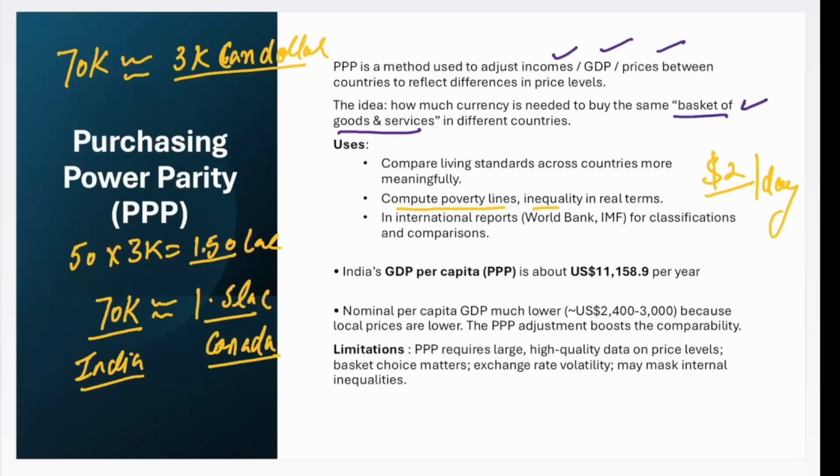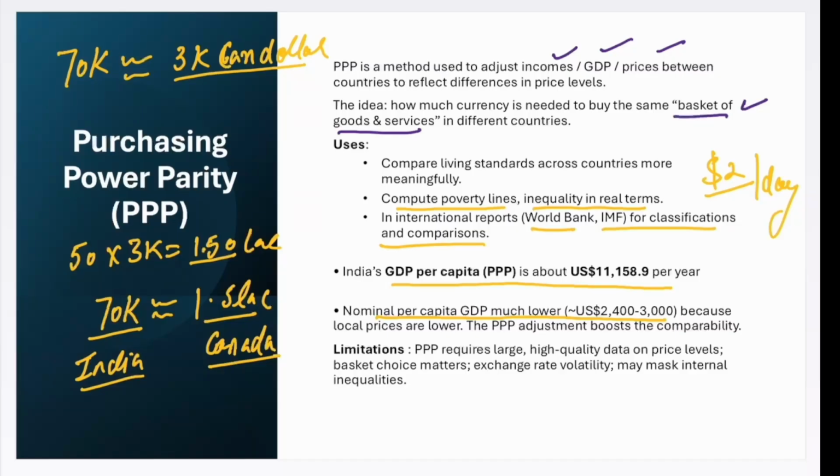So this is a good parameter, and inequality in real terms is also checked by purchasing power parity. You would mostly see that international reports like the World Bank report or IMF report do classification and comparison based on purchasing power parity. So in India, India's GDP per capita is about $11,158 per year. Nominal per capita GDP is much lower. If we call it the nominal per capita GDP, we are just around $3,000.